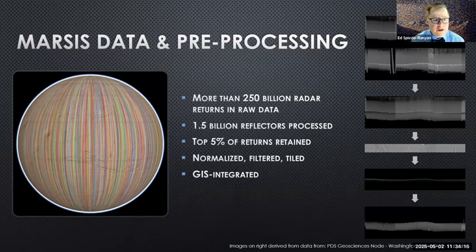As an aside, this picture on the left here is the orbital track that I've mapped. Using the 1.5 billion reflectors, I actually sampled every 200 reflectors for every orbit of the 8,811 orbits, and then mapped those as vectors to actually get a view of how covered the planet had been by the MARSIS instrument.